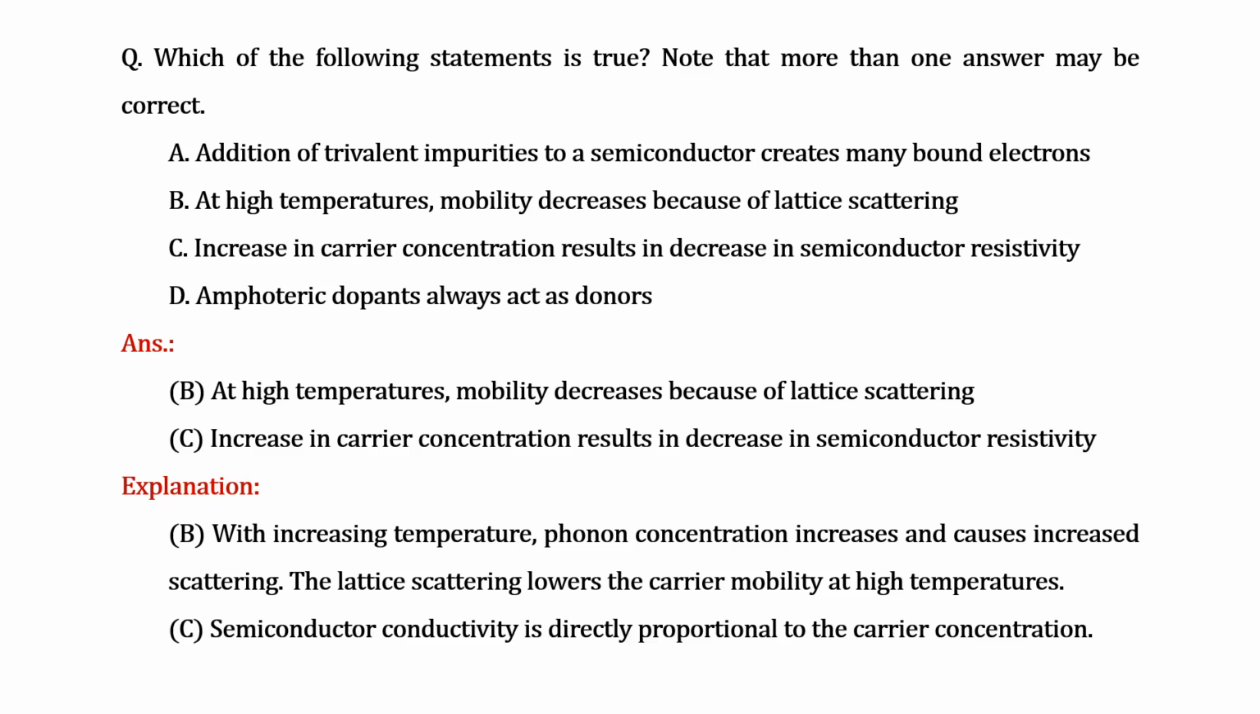Then C, as the question directly mentions, semiconductor conductivity is directly proportional to carrier concentration. So more carriers means more conduction. Amphoteric dopants means that if you are adding an amphoteric dopant to a material, depending on the group or the valence state of the material, that dopant can act either as a donor or as an acceptor. Trivalent impurities, if you are considering the case of silicon, means that it will create holes. Therefore, it won't create bound electrons. That is why A and D are incorrect and B and C are correct. So is it clear for everyone?